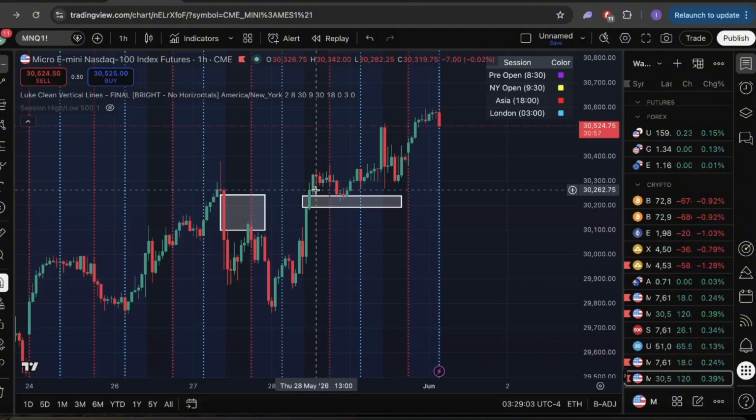But yeah, basically, hopefully that gives you a better understanding of how I identify it, how I mark it and use gaps in my own trading.